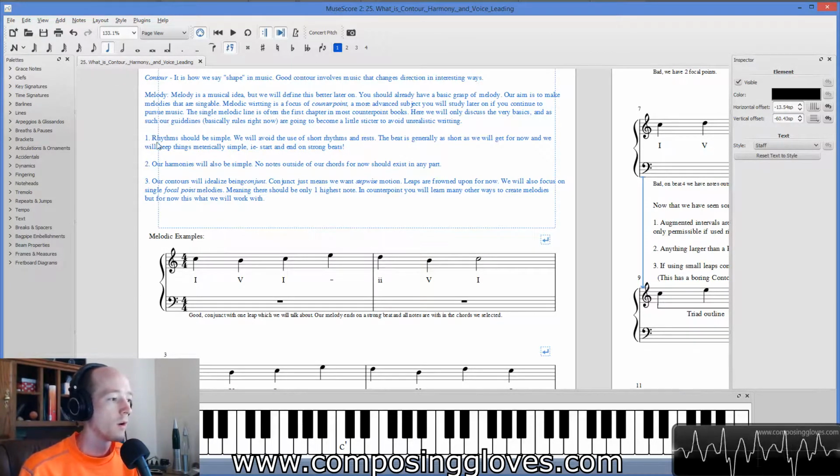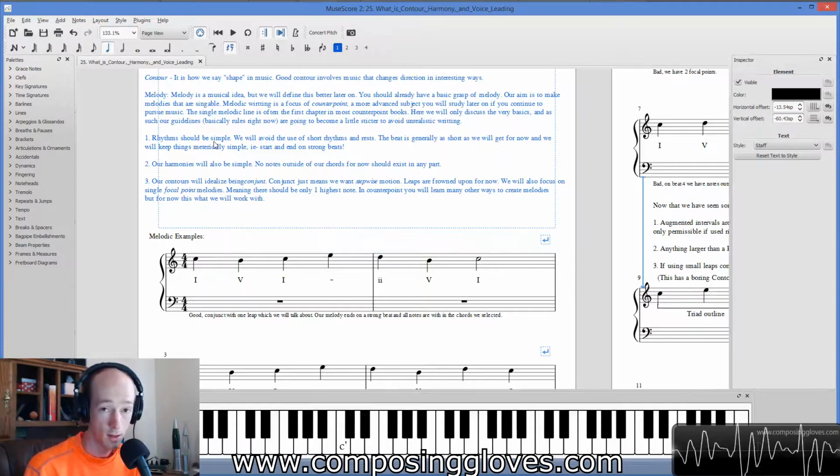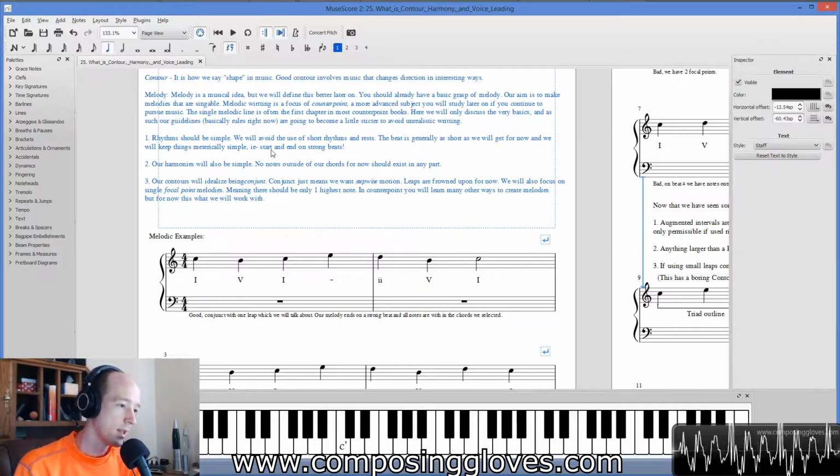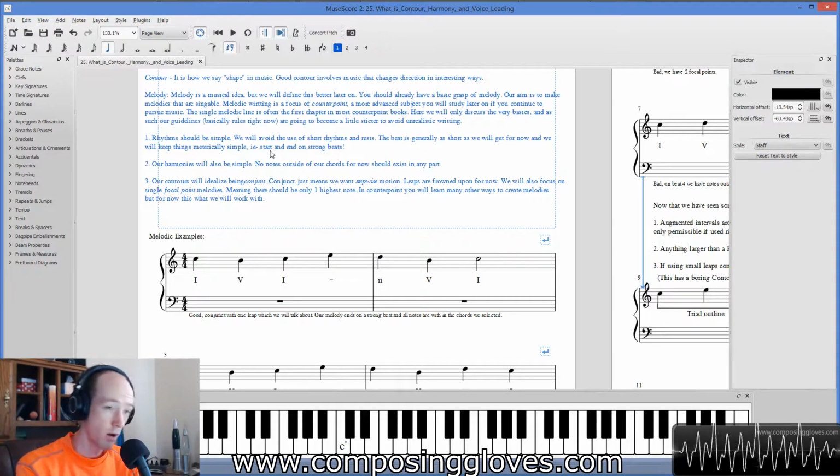So our guidelines are: a rhythm should be simple, i.e. things should stay on the beat. You shouldn't have syncopations quite yet. I have had syncopations in the past and gotten a little crazy and had some fun with it. But for our examples, we should really stay on the beat. And things should start on strong beats and end on strong beats generally.